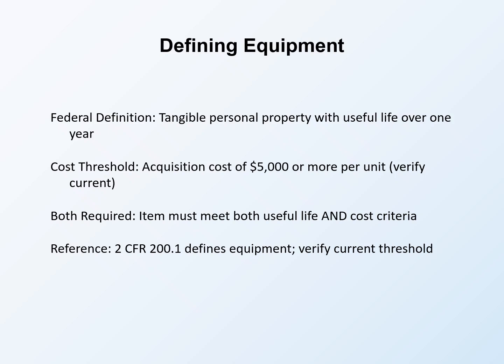2 CFR 200.1 defines equipment for federal grants. Verify the current threshold at ecfr.gov, as the threshold may have been adjusted. Using an outdated threshold could cause misclassification with compliance implications.